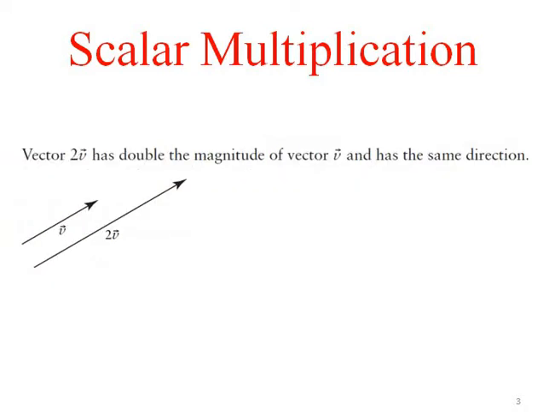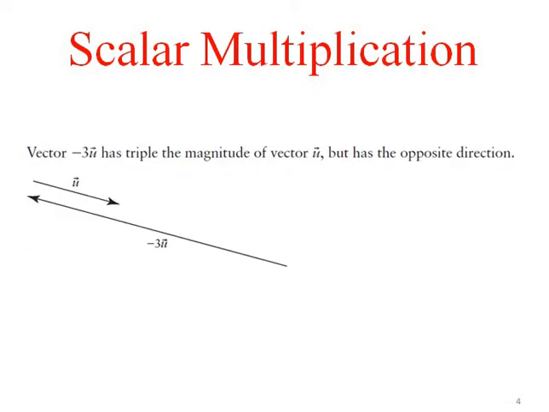Let's see some examples. Vector 2v has double the magnitude of vector v and has the same direction. Why? Because 2 is positive, so 2v has double the magnitude of the original vector, and it is in the same direction. So parallel and in the same direction. On the other hand, vector negative 3u has triple the magnitude of vector u, but has the opposite direction. Why opposite direction? Because we have negative 3 in front of it. So we still have parallel vectors, but the direction is different.